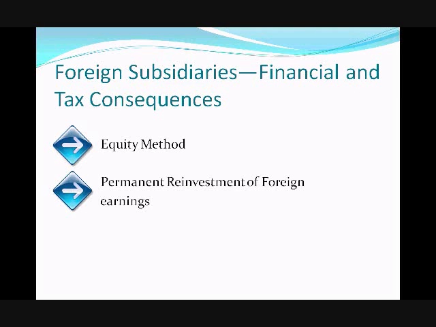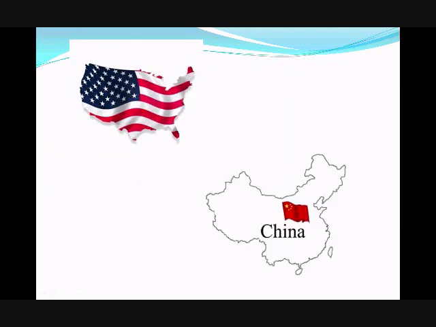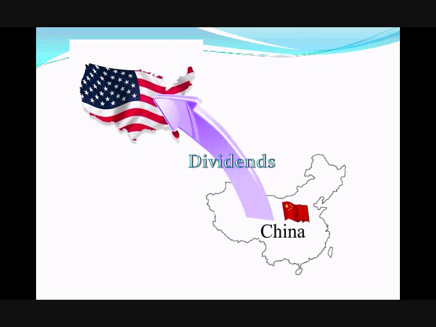Next, we'll introduce an example of a temporary difference that could occur when intercompany transactions take place between the U.S. parent corporation and the foreign corporation. We would like to start with an example of a U.S. parent corporation with a fully owned foreign subsidiary in China. Assume that throughout the year the foreign subsidiary had net income of $2.5 million US and it paid $100,000 in dividends to the U.S. parent.